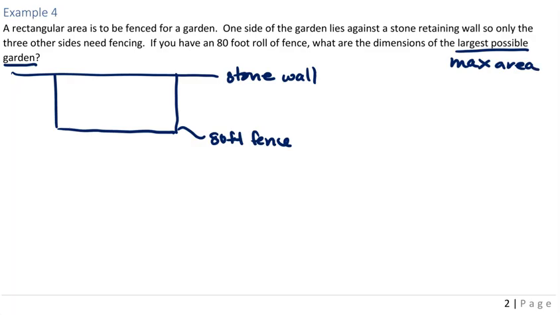Okay, so a picture is always a really good idea in these problems. Another very nice first step is identifying that we need to maximize area. That tells me right away what my function needs to represent. I need an area function. So let's say A is the area of the garden. So we're writing a formula for area.